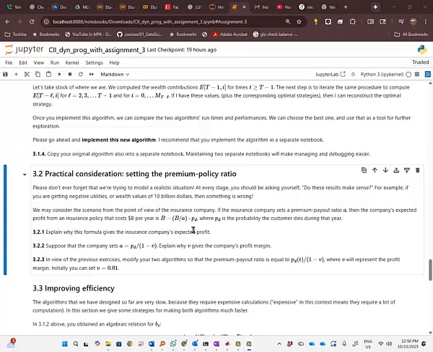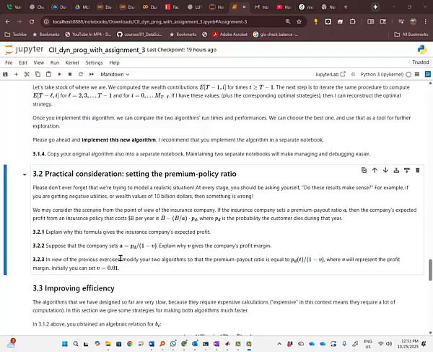Of course, the insurance company wants to make that as big as possible. Suppose the insurance company sets A as PD over 1 minus V. Explain why V gives the company's profit margin. Of course the company wants a positive profit margin. If V was negative, then the company would lose money.